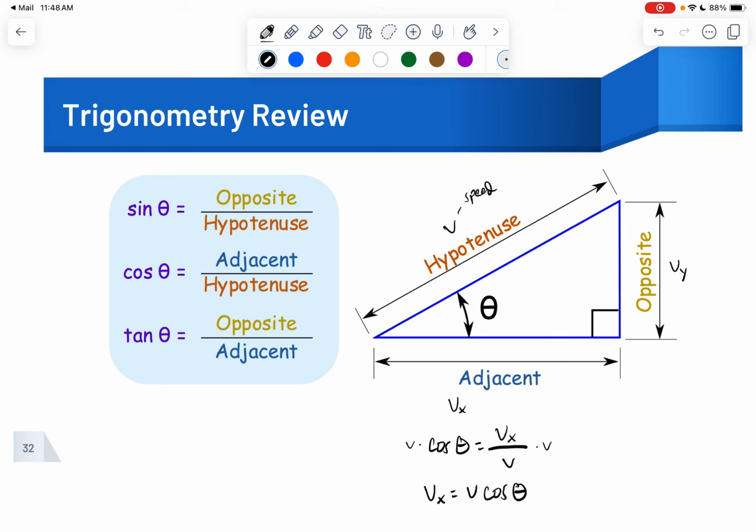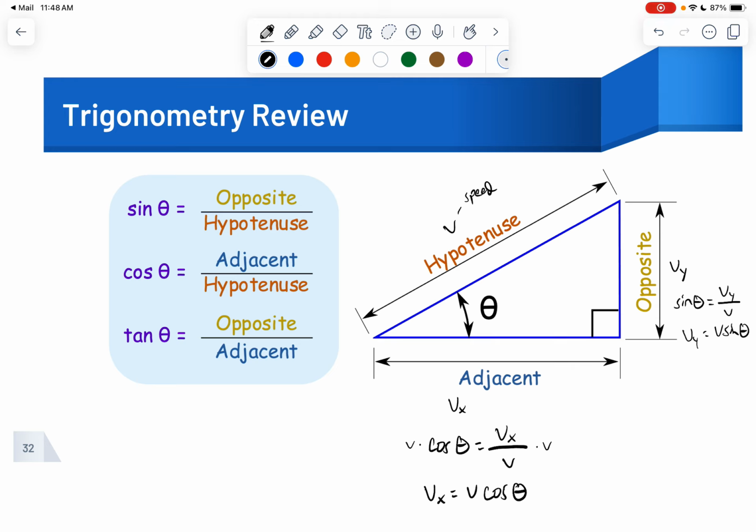The process is the same for the y direction. Because we're dealing with our opposite side, we'll now have to use sine. So by definition, sine of theta is equal to our opposite side, which is v in the y direction, divided by our hypotenuse, which is our overall speed. And again, solving for that velocity in the y direction, we're going to get v sine theta.